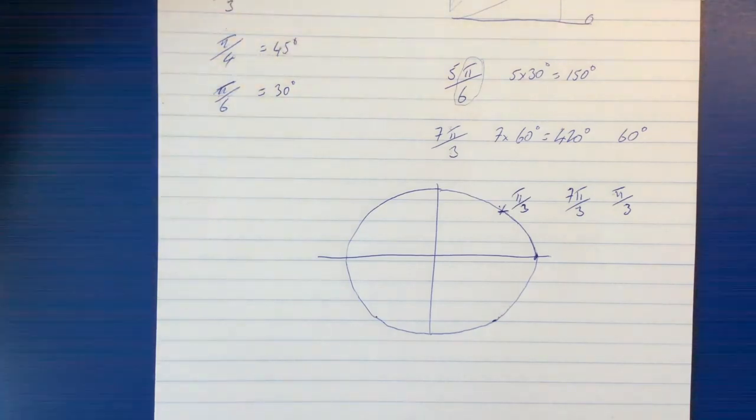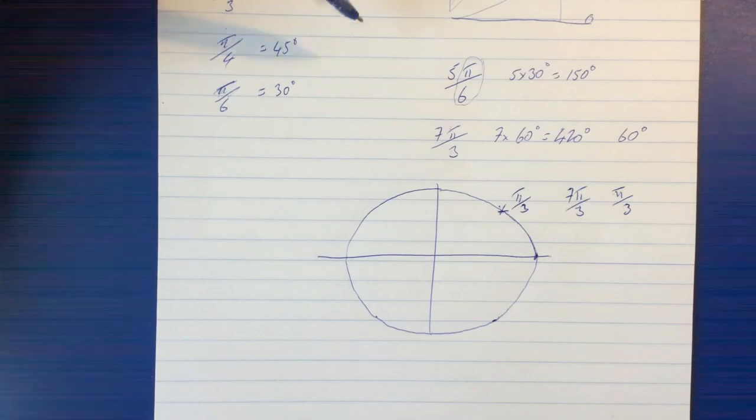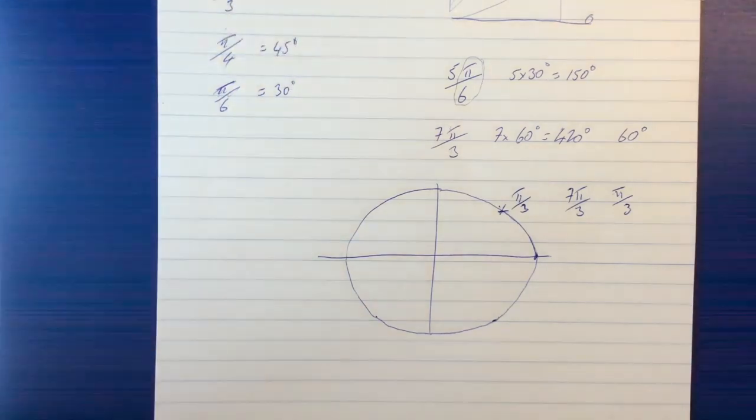You can try this just for the hell of it if you want to see what, I don't know, 11 pi on 3 is, or 11 pi on 6. 11 pi on 6 is easier. That's a good one to start with. 11 pi on 6. Well, pi on 6 is 30 degrees. 11 times 30 is 330. 11 pi on 6 is therefore 330 degrees.